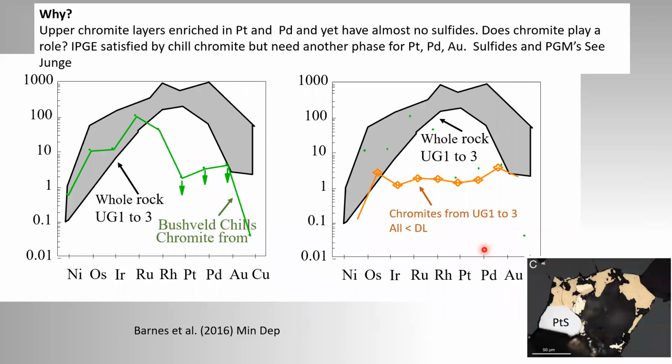And when we look at the platinum and palladium, yes, we could match everything for the chills and then add a bit of sulfide. But again, if that's the whole rock and that's the chromite, we have a problem. We have to do something else. We have to get the PGEs out of the chromite into the various PGMs and sulfides.